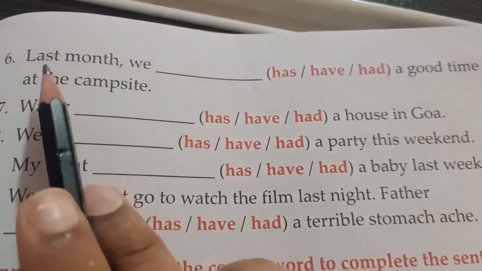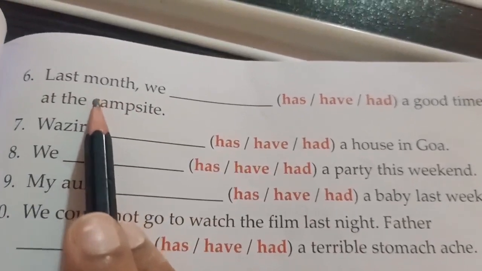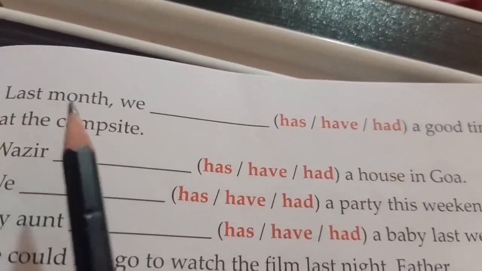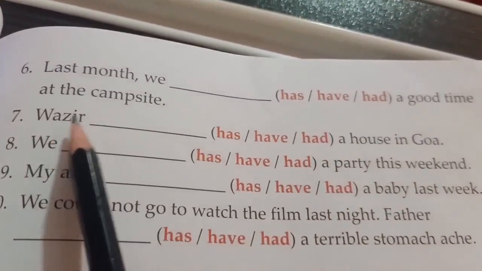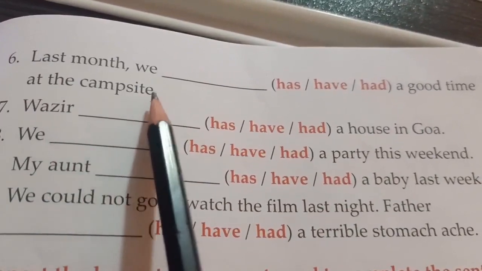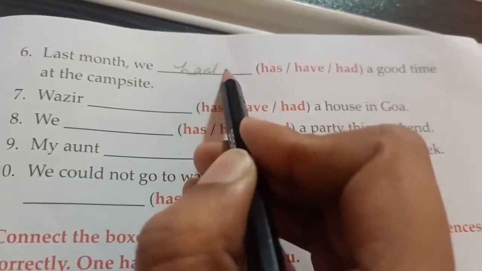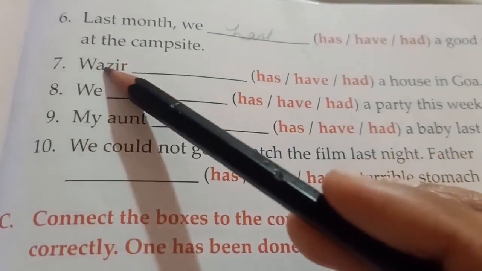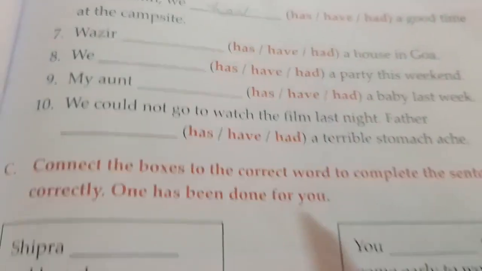Now question number 6. Last month we dash. See, last month, clue is given here. So we will use had. Last month we had a good time at the campsite. So we will use here had. And question number 7, 8, 9 and 10, try to do by yourself.